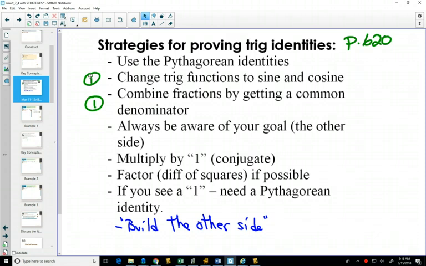Okay? Now, this one, build the other side and multiply by the conjugate, are sort of the same strategy, except you'll probably forget the word conjugate and then you forget that strategy. But you will remember the words build the other side, so that's why we have it written like that. Because that is going to be a strategy when you get stuck.